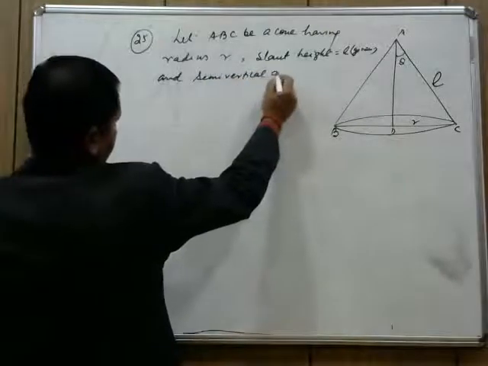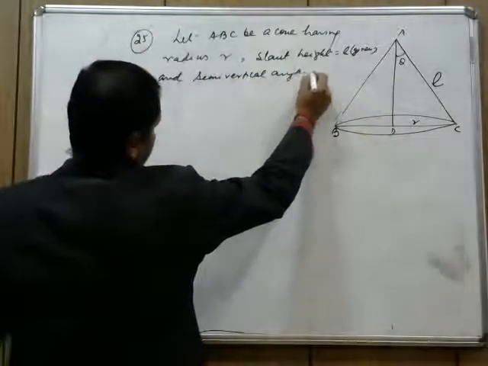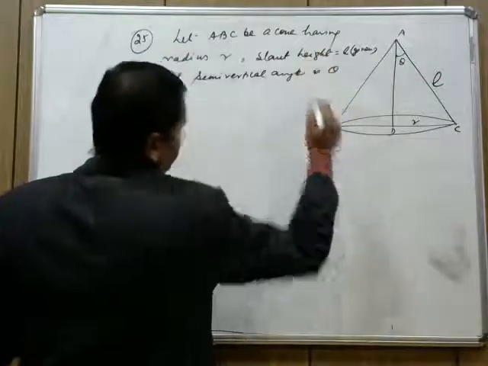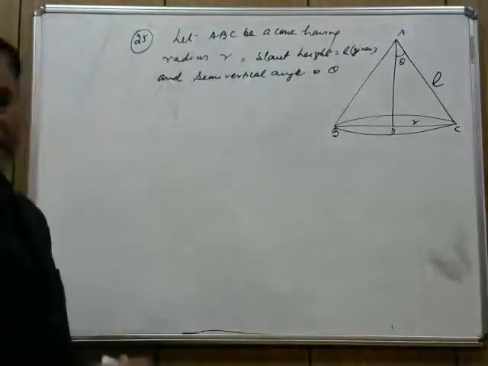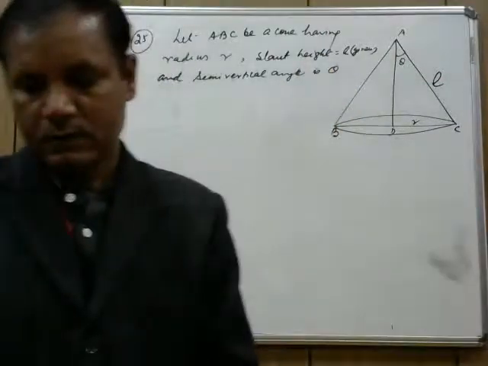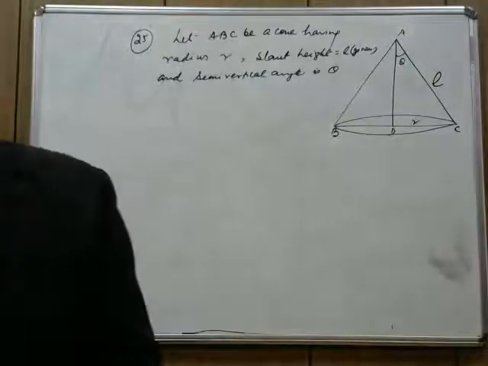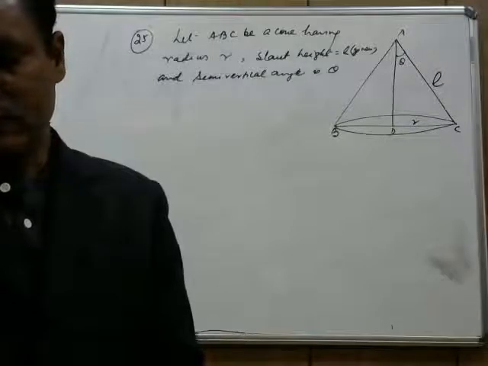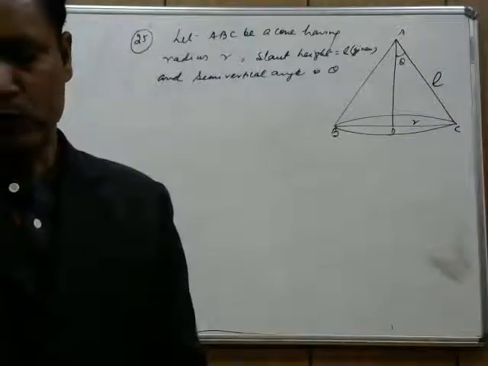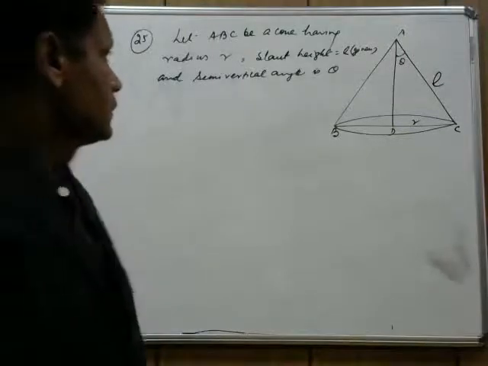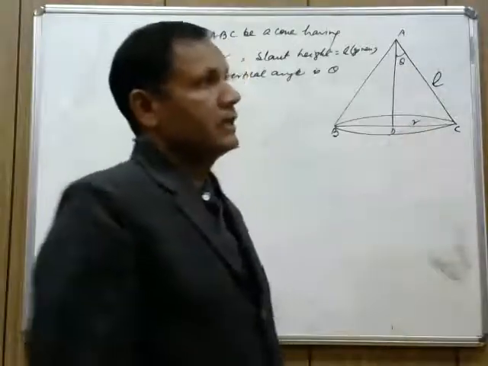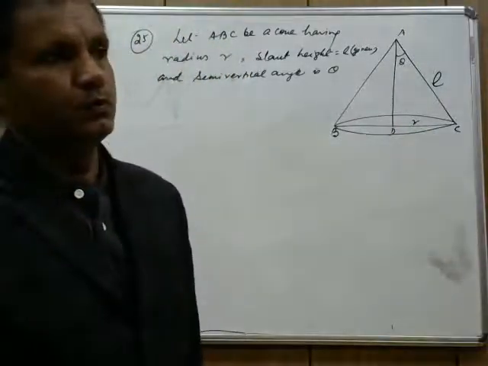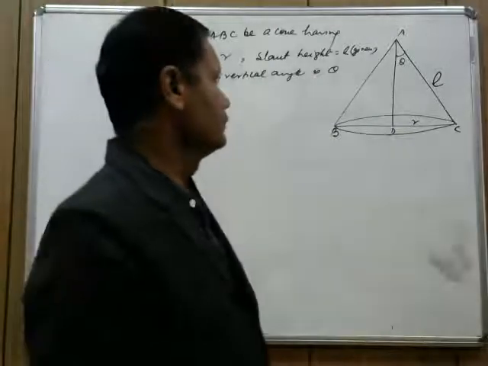semi-vertical angle is theta. Then you have to prove that for the given slant height, the angle is tan inverse root 2. That means I have to prove that this theta is equal to tan inverse root 2. That we have to prove. Okay.